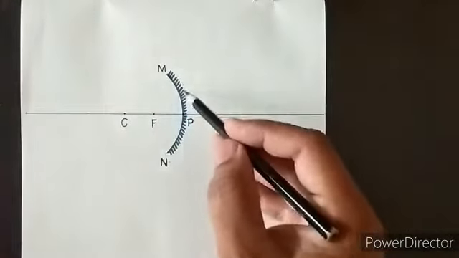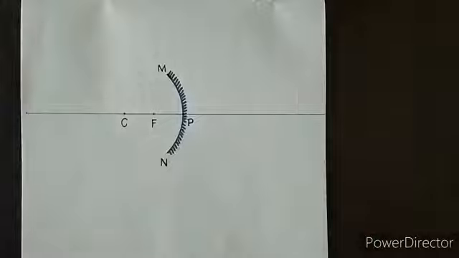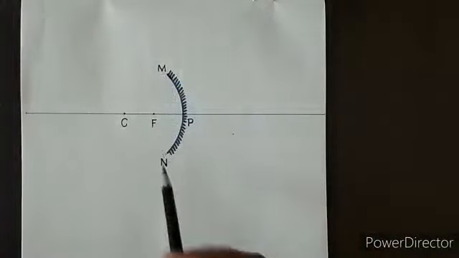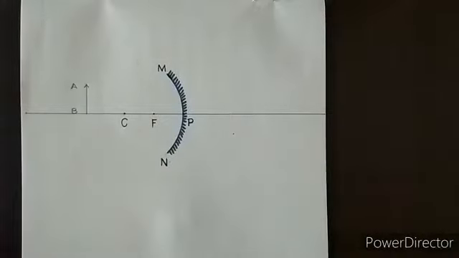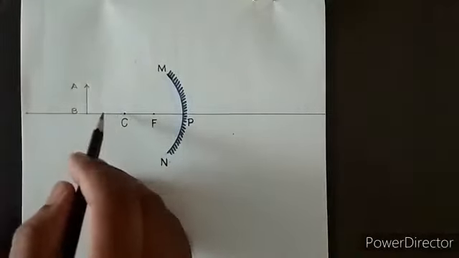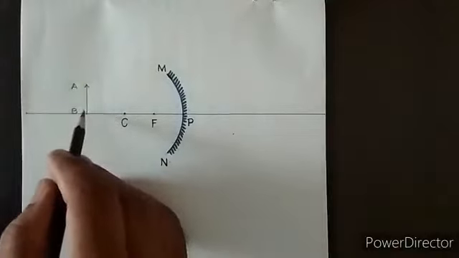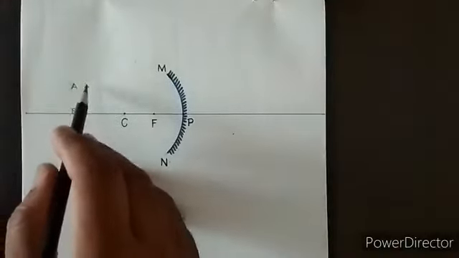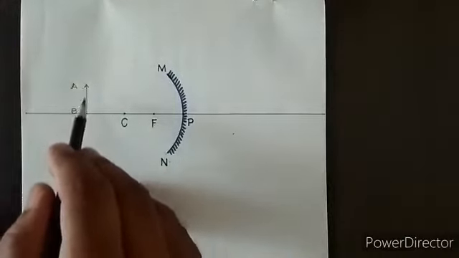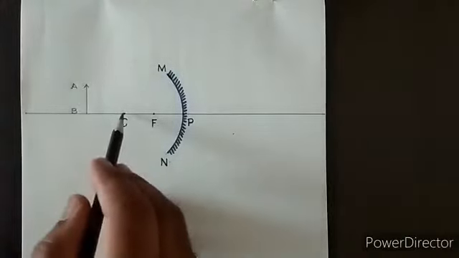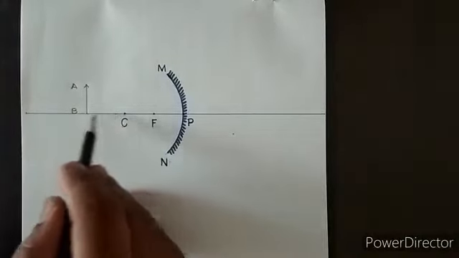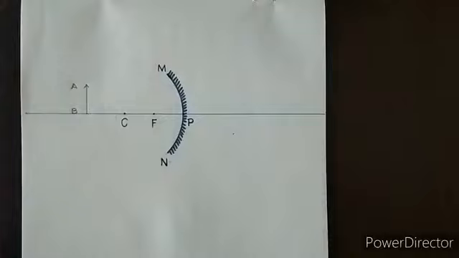Okay, and then you can shade the back side of the mirror. So this is the reflecting surface. Mark M and N, the end points. Now take another 2 centimeter beyond this C. Take another 2 centimeter and draw one perpendicular AB. Put an arrow here. So this will be your object. Okay, and the object is placed beyond C, that is 2 centimeter beyond C.